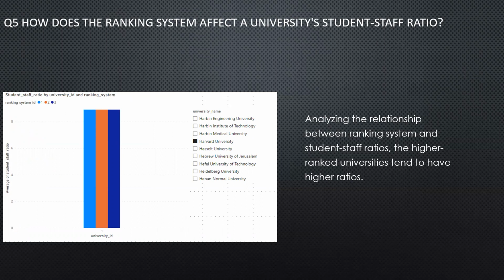So the visualization basically demonstrates how different ranking systems affect the student staff ratio at various universities. To visualize this relationship, we may also utilize various visualizations or plots. According to the visual, the ranking system might have a favorable effect on the ratio of faculty to students at universities. And basically, the higher ranked universities tend to have higher ratios.